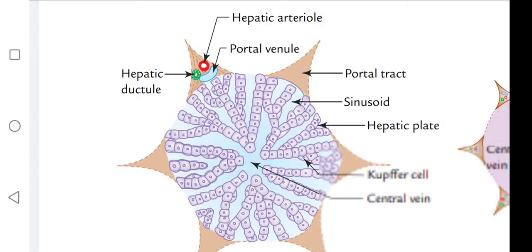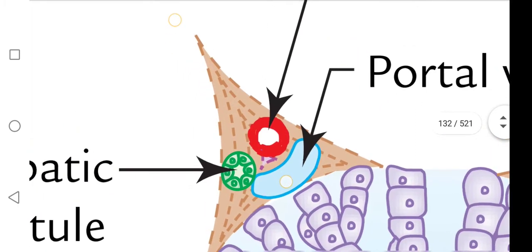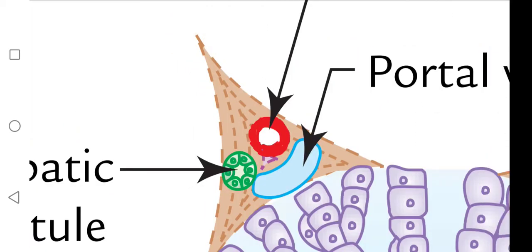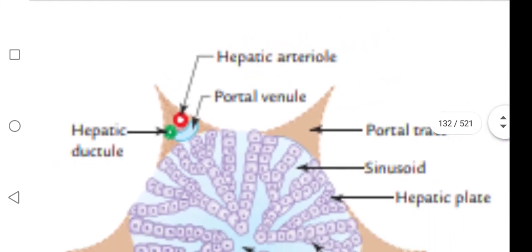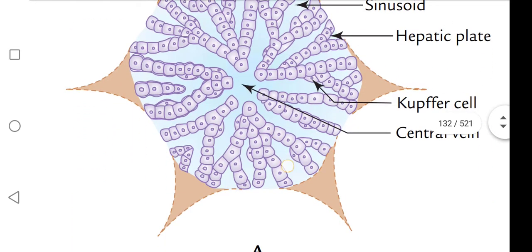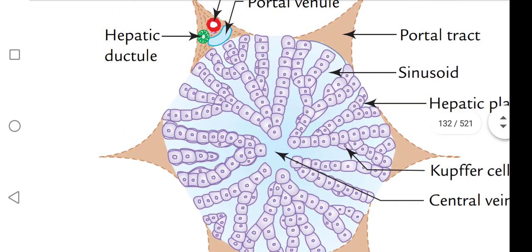This is the hepatic lobule. At the corner of this hexagon, we call this the hepatic triad or hepatic tract. And this consists of three structures. What are the three structures? One duct, artery and vein: hepatic duct, hepatic arteriole and portal vein or portal venule. These are the three structures. This is the liver lobule or hepatic lobule.